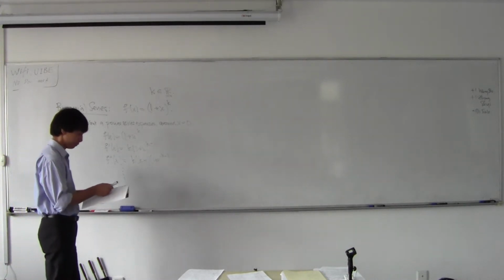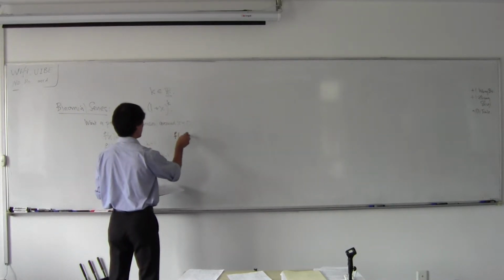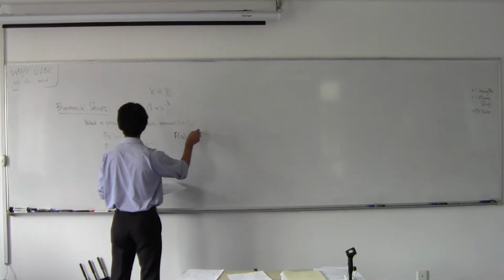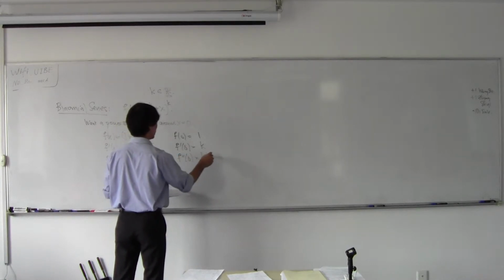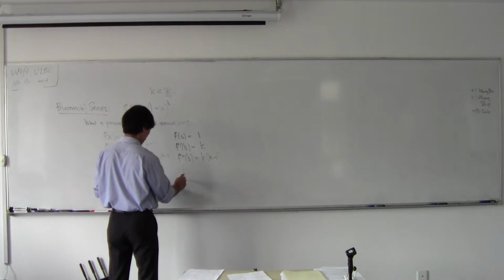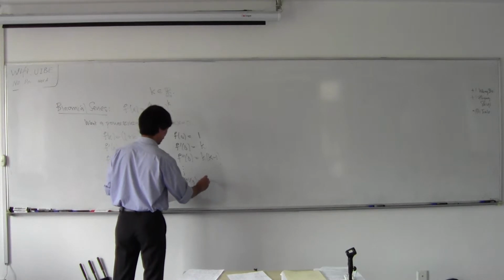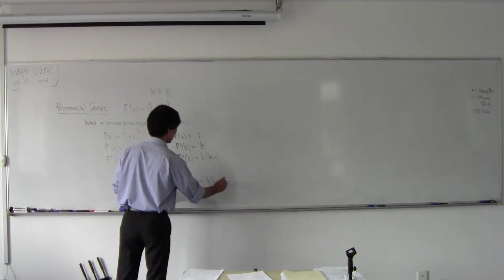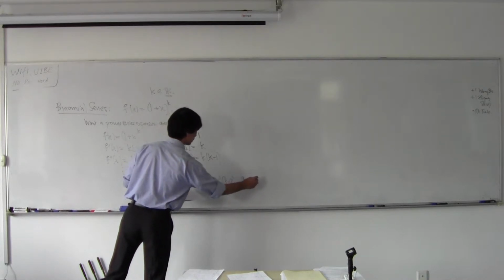Okay, and then you evaluate. F at 0 is 1 to the k, which is 1. F prime at 0 is k. F double prime at 0 is k times k minus 1, dot, dot, dot. F to the n at 0 is k times k minus 1 times k minus 2 times ... times k minus n plus 1.